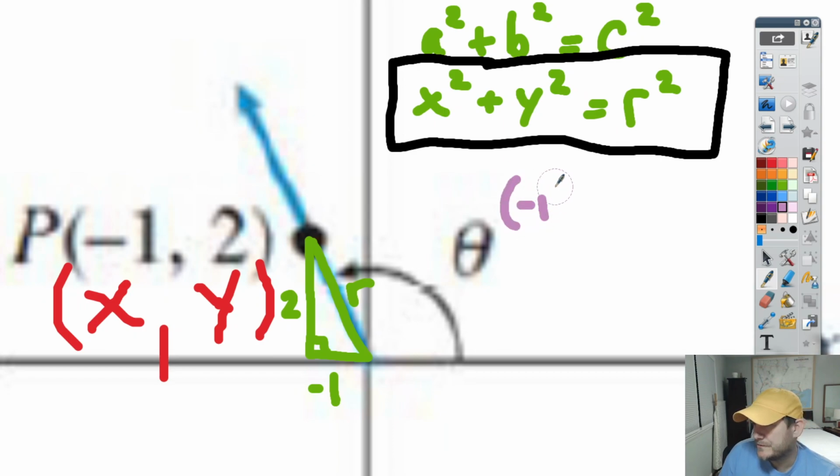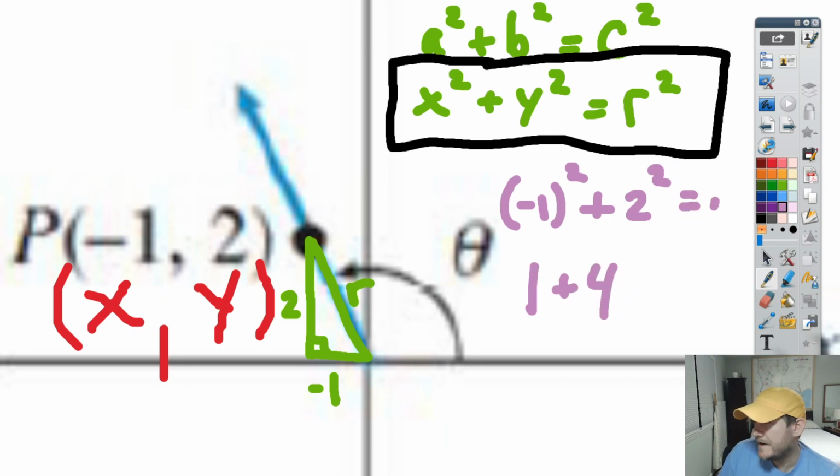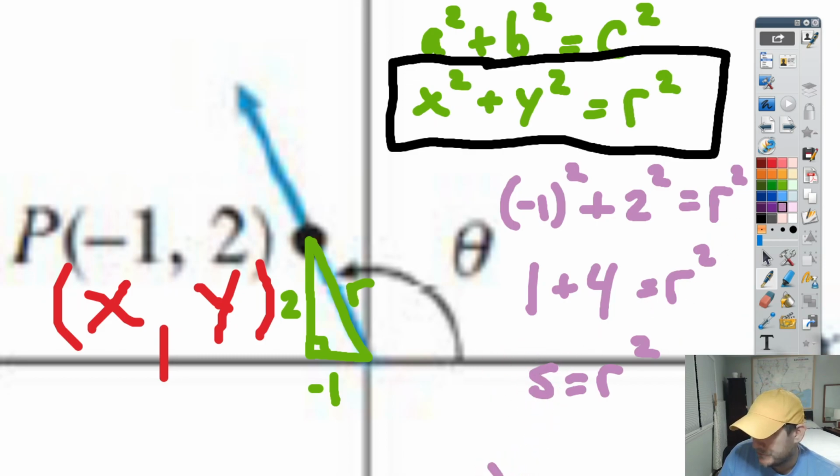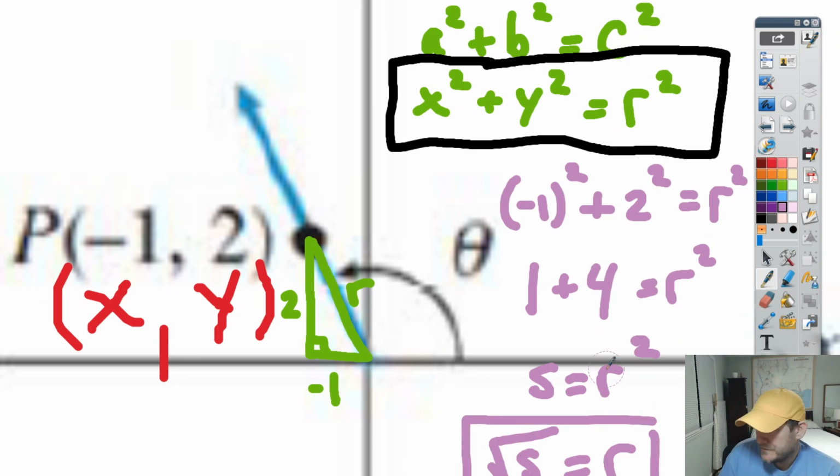And then we can just do this math. We're going to go negative 1 squared. So you see that the negative doesn't matter because we're squaring it anyway, so it's going to come back positive either way. You get 2 squared. I think that's probably going to be 4. And then that equals your r squared. So I guess 5 is equal to r squared. So take the square root, and root 5 is going to be r. So easy, we found our radius.